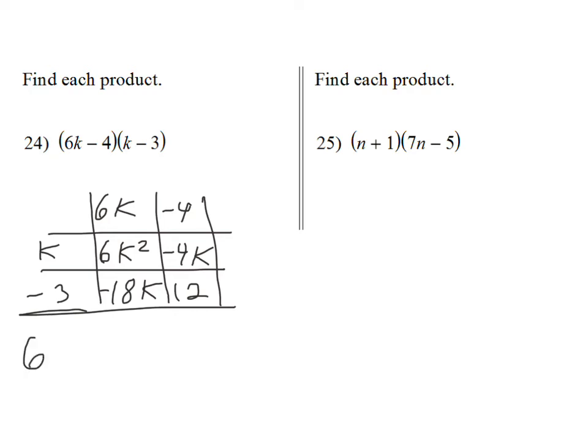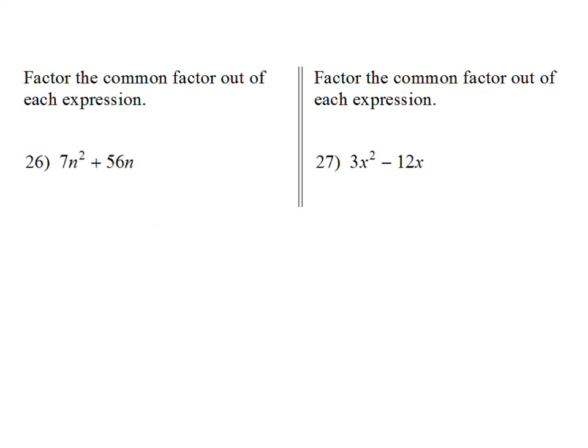And now we combine our like terms. So we have 6k squared minus 22k plus 12. So again, follow that same steps to do number 25.